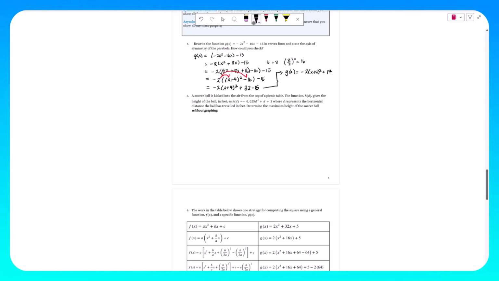And it's asking us to state the axis of symmetry. Well, remember in standard form, and I'll write it out, the axis of symmetry is when x equals p. Now the p value for us is negative 4, because remember we have to flip the sign. So in this case, the axis of symmetry is negative 4.